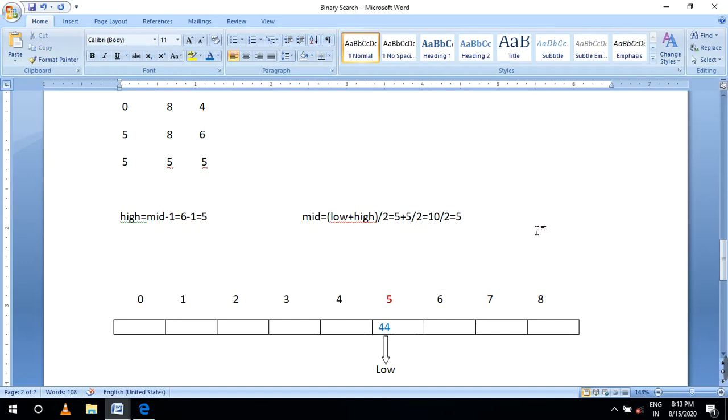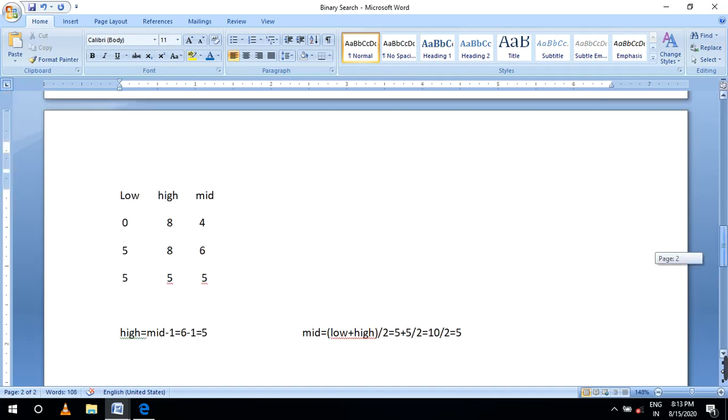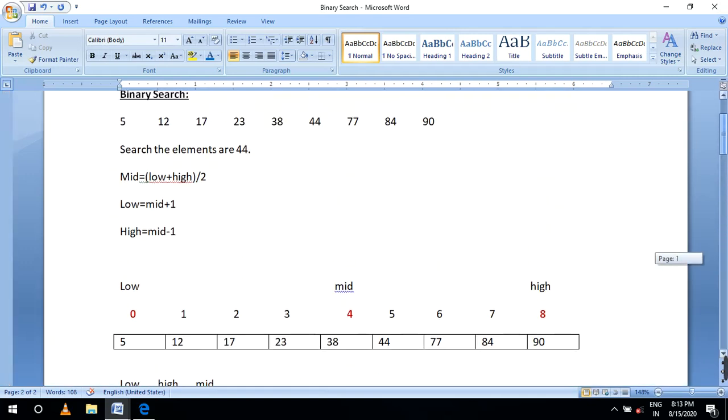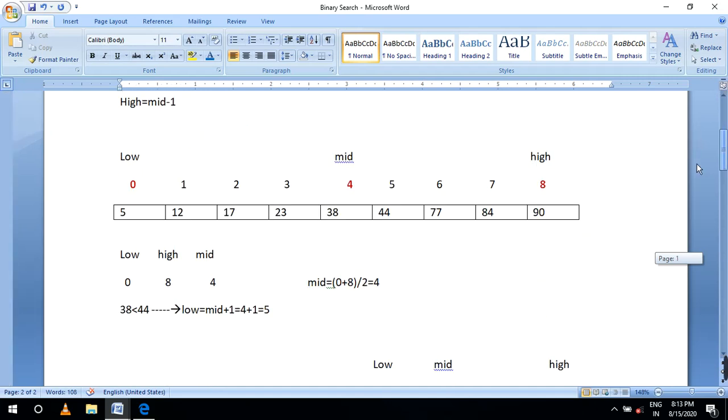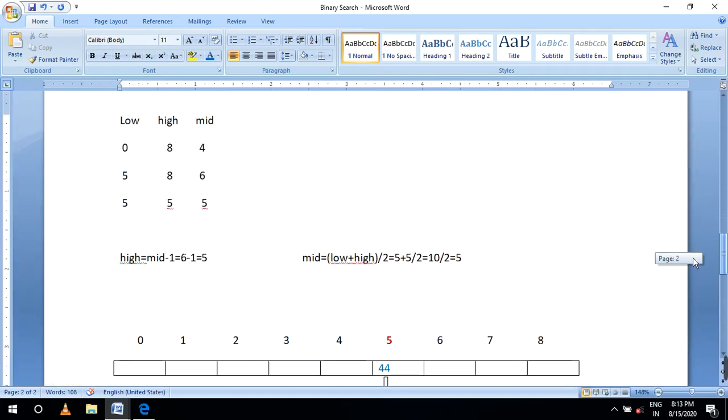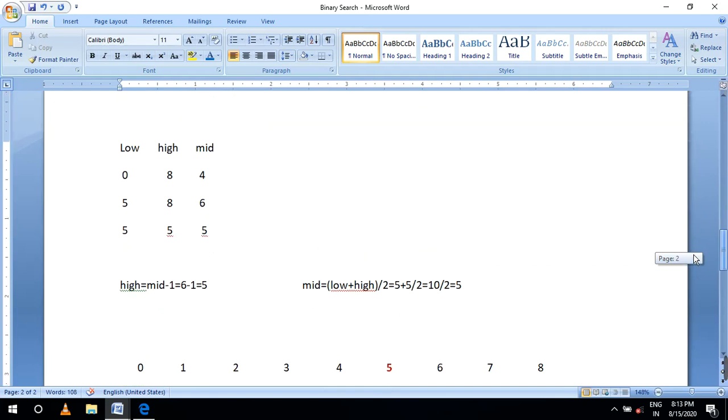This is the binary search. These are very important formulas. You have to remember every time: the mid value is low plus high divided by 2. Then compare with the searching element. If it should go low, change the low value to mid plus 1. Otherwise, the high value is mid minus 1. So this is the answer. These are very important problems. If you have any doubts, send them in the comments.